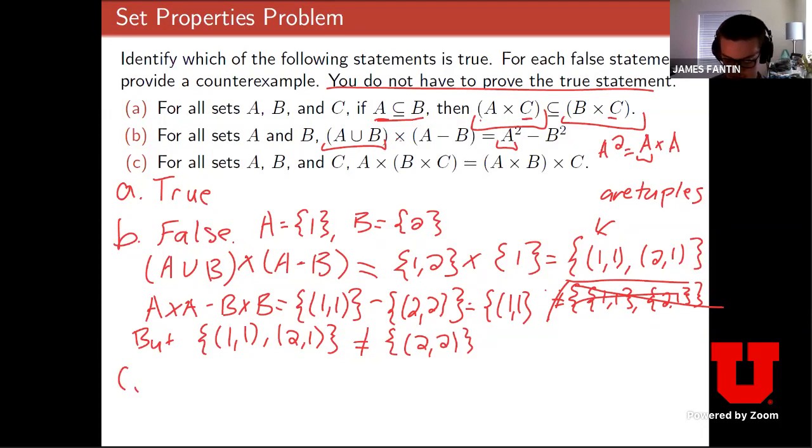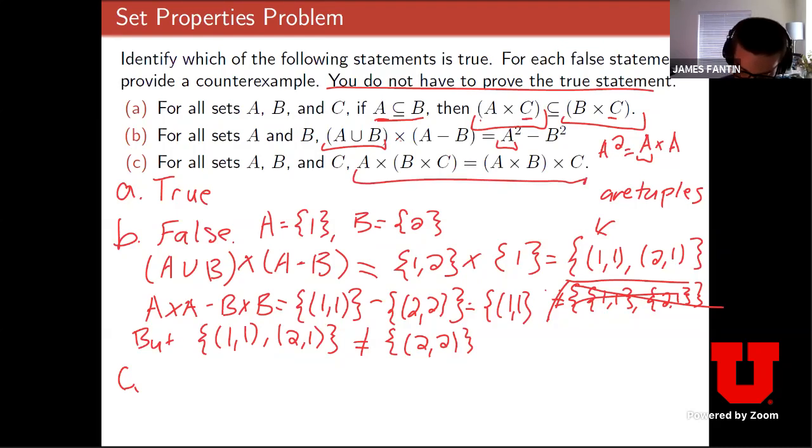And then any idea for C? If that statement would be true or false? Okay, so we've got someone that says true, got a couple other people that say true. In fact, this is not true. And so let's go through a quick example of why these are two different values.